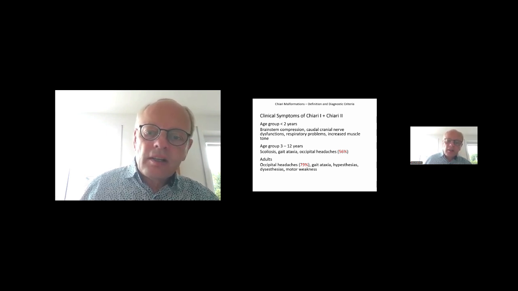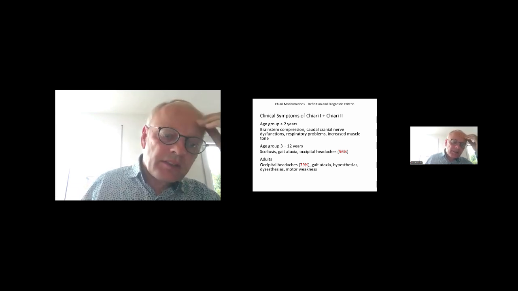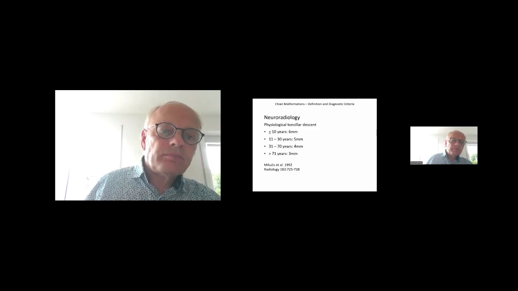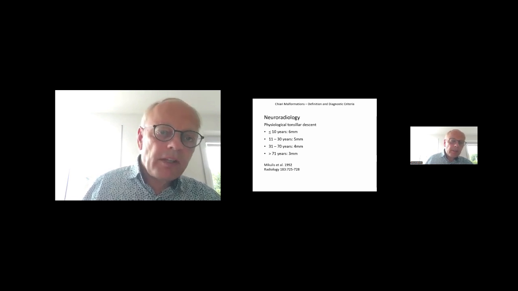Interesting to note that in children, occipital headaches affect only about half of the patients, whereas it's very common in adults. And scoliosis is probably one of the leading symptoms in Chiari 1 in the young age group. So what you have to check when you see a patient with Chiari 1 is to look specifically at a number of images. First of all, look at the amount of tonsillar descent, and remember that depending on the growth of the brain, the growth of the skull, a tonsillar descent of 6 millimeters is normal in a child up to the age of 10, whereas 5 millimeters applies to patients between 11 and 30.